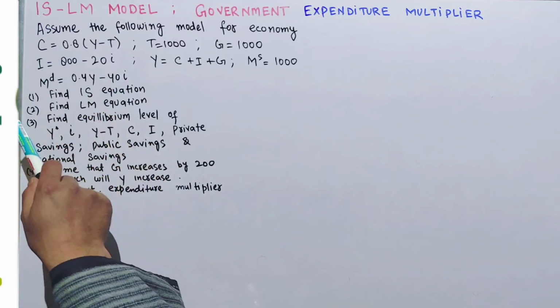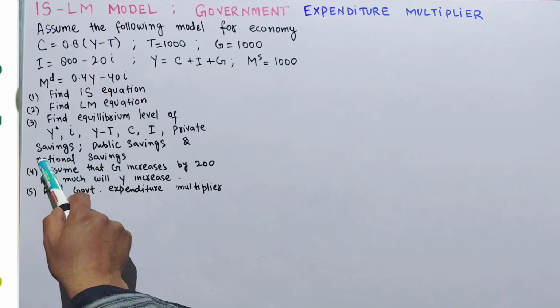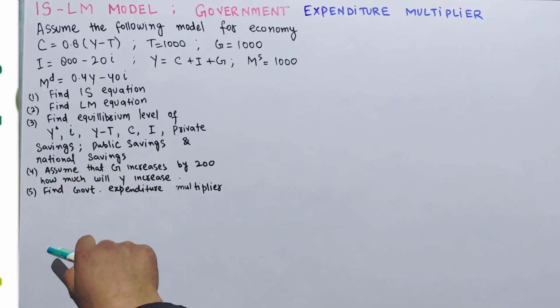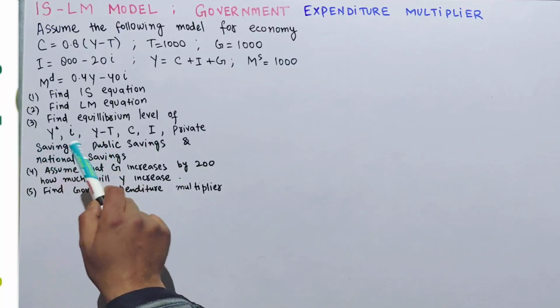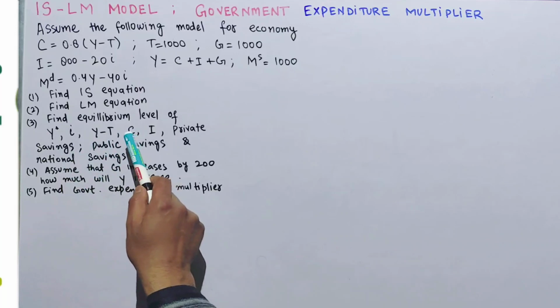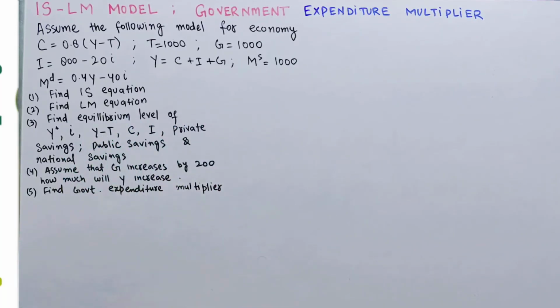Okay. We have to find the IS equation, the LM equation, and the equilibrium level of income and interest rate. We also have to find y minus T, let us see what exactly it is. It is consumption, investment, private savings, public savings, and national savings. We need to find these out.